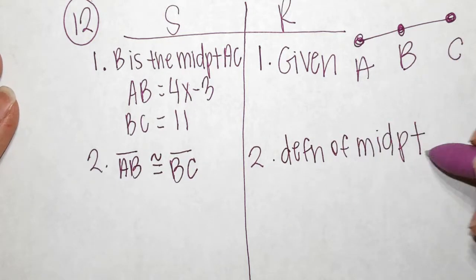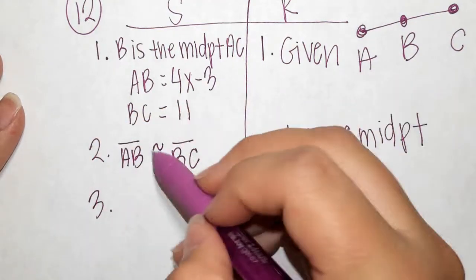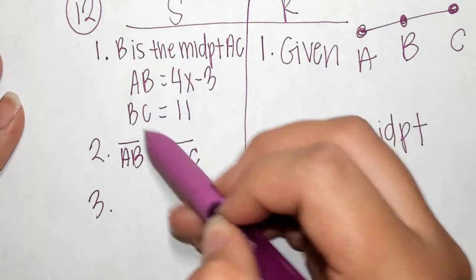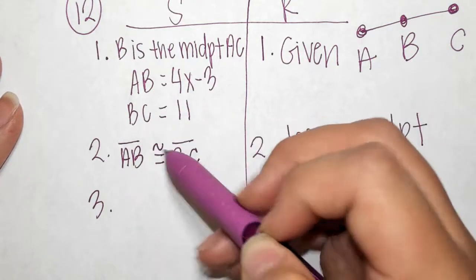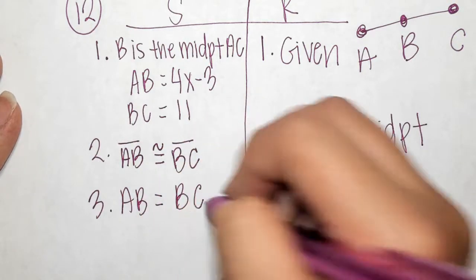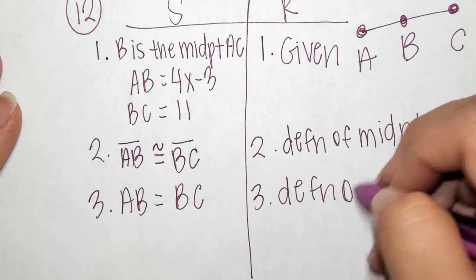Now, are we about to plug in numbers? So, we have to drop the congruency symbol. We can't plug in numbers that are equal to something when there's still a congruency sign. So you have to go through AB equals BC, which is the definition of congruency.